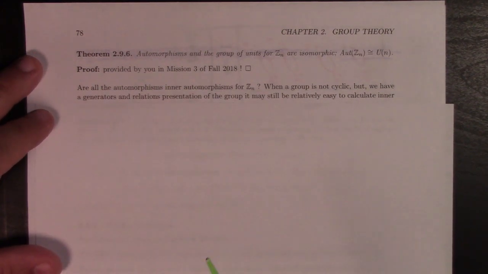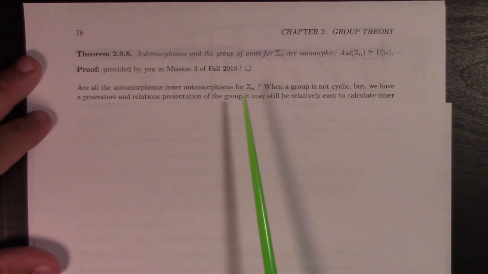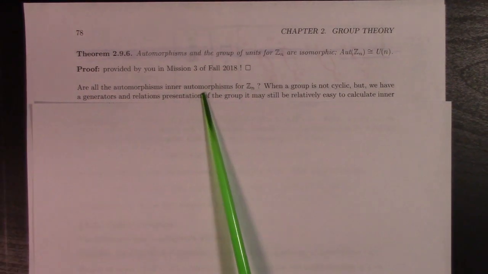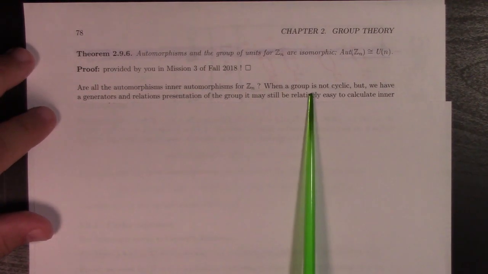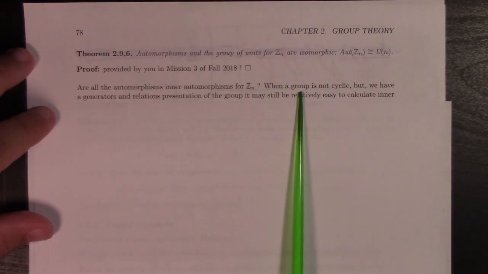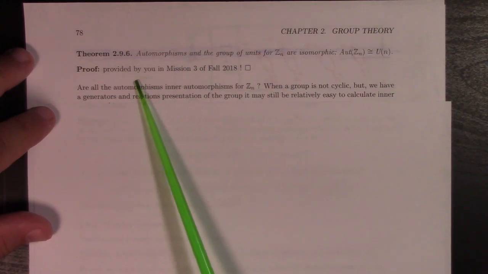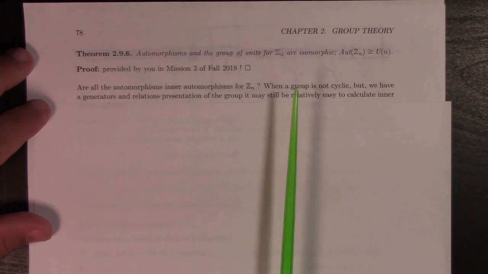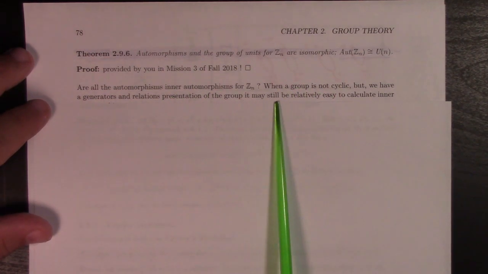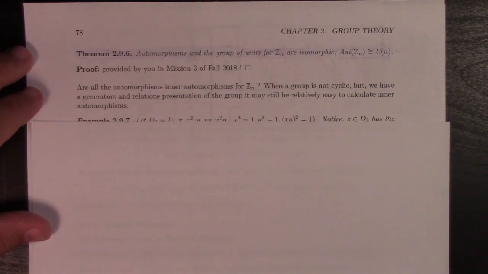Are all the automorphisms inner automorphisms for Zn? Well, I don't know. Let's see here. When a group is not cyclic, well, this is the question I'm asking. Here's what I say. When a group is not cyclic, but we have generators and relations for the presentation of the group, it may still be relatively easy to calculate inner automorphisms.